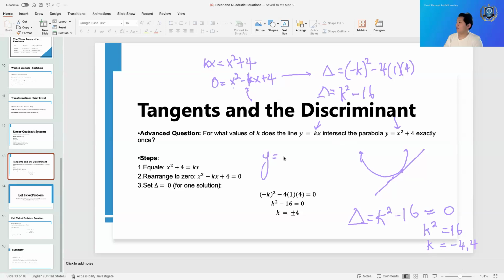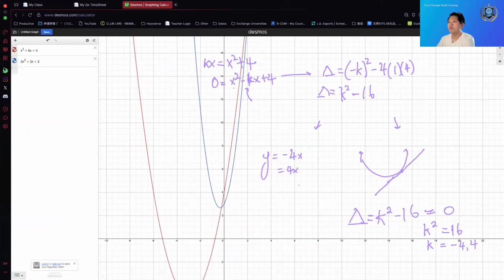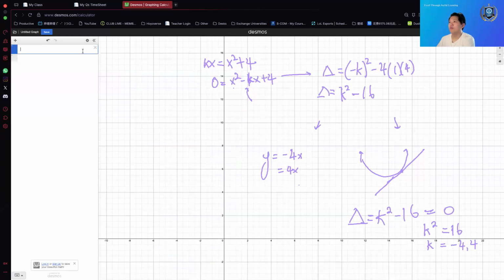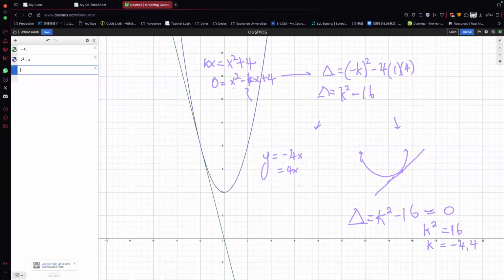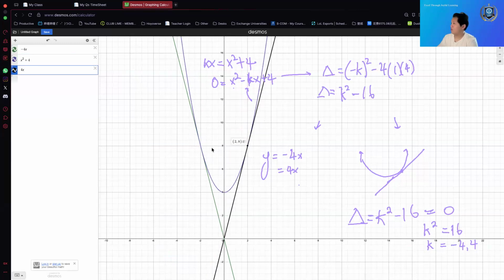And how does this look in place? That means that the line y equals -4x and the line y equals 4x will touch the parabola exactly once. What does that look like? It's simply that if I have -4x, right? And I have x squared plus 4. It touches it exactly once. Do you see it? And I have 4x as well, which is on the other side, which also touches it exactly once. Does that make sense?